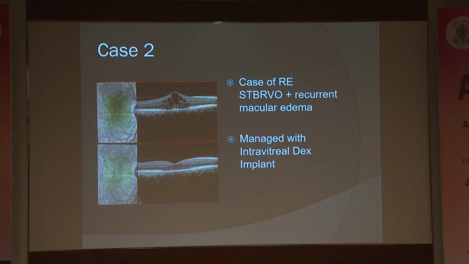So this is another case of right eye ST BRVO with recurrent macular edema. In these cases, I would rather prefer to use a DEX implant because the monthly injections might be difficult. However, long-lasting injections like brolucizumab still haven't got approval for use in retinal vein occlusion. But aflibercept is again a good alternative. But again, the economics of the patients also have to be considered, especially for people like me who are practicing in tier 2 cities.